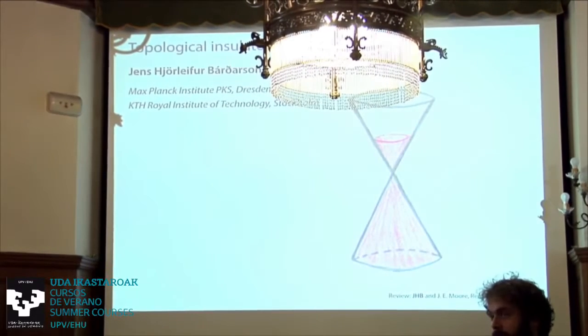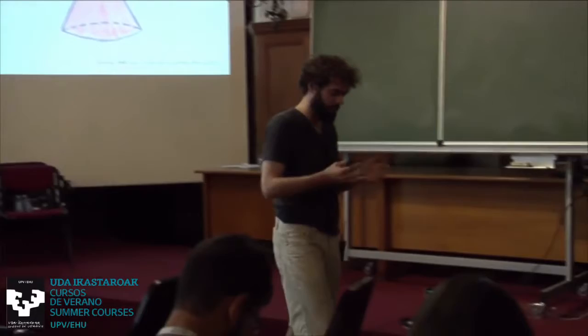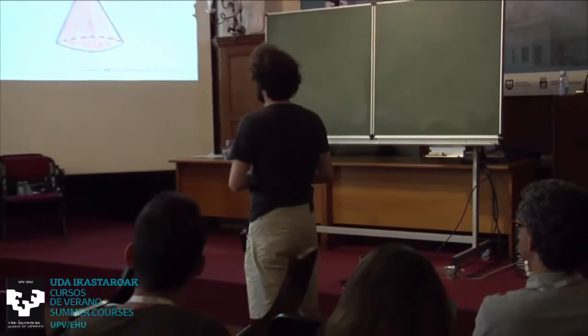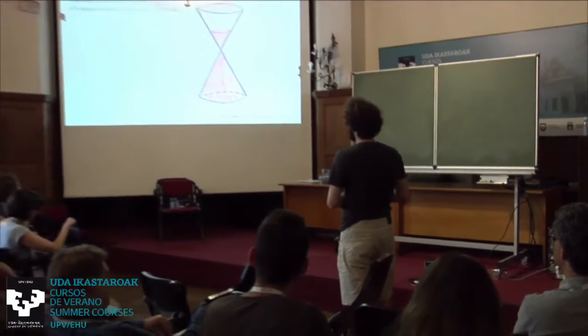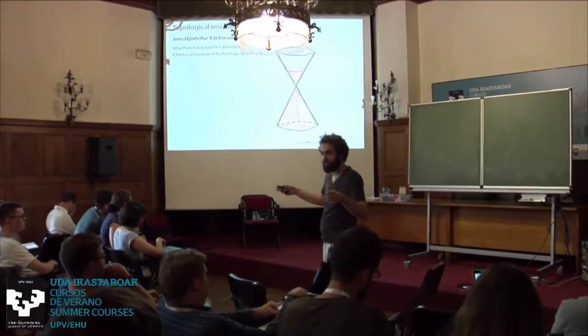So, yesterday I discussed what happens to the surface of a 3D topological insulator, which is described by a Dirac cone, looks like this, when we add disorder and we make it very large.